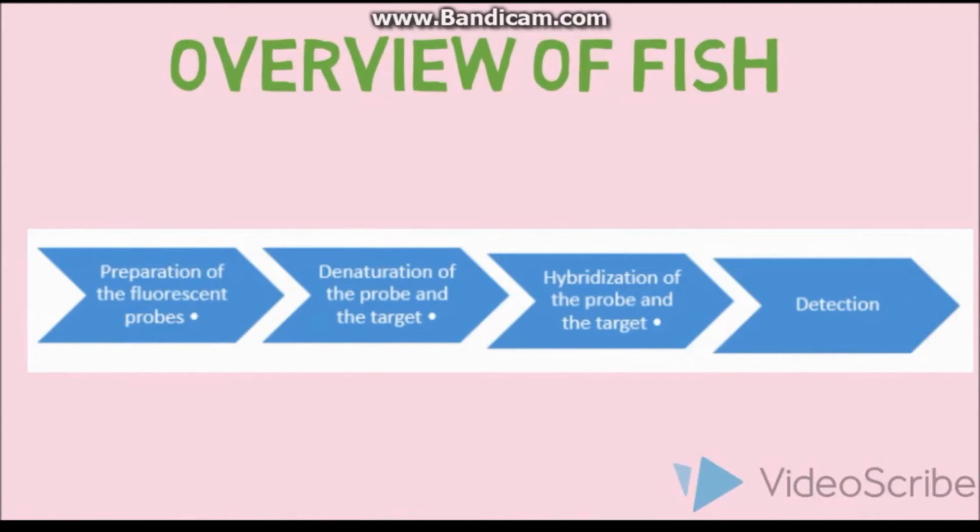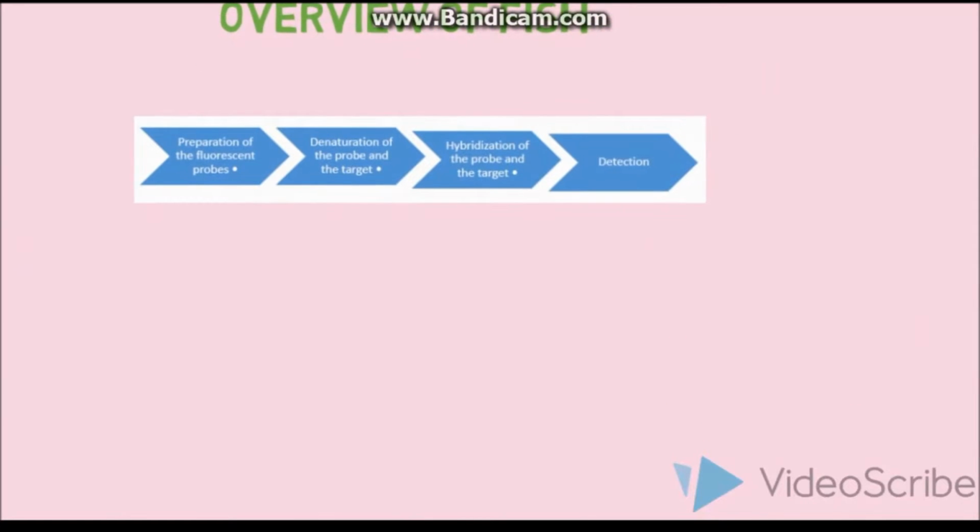Overview of FISH. First, prepare the fluorescent probe. After that, denature the probes and the target. After that, hybridization of the target, and lastly, detection.